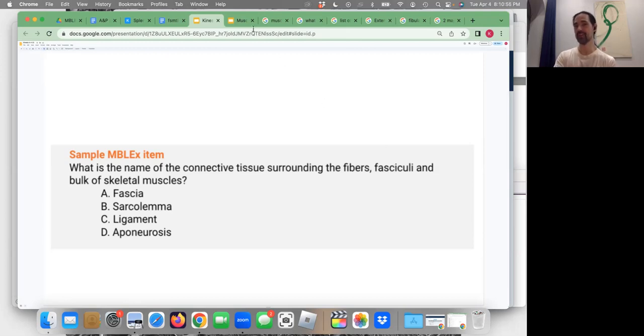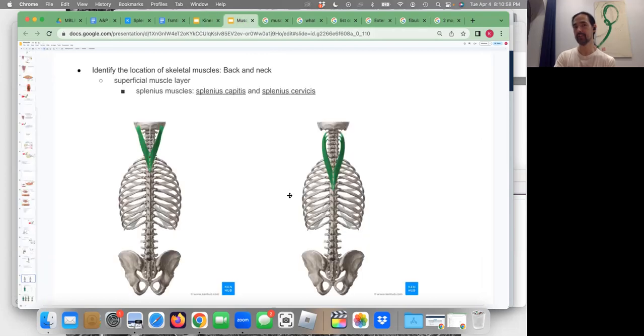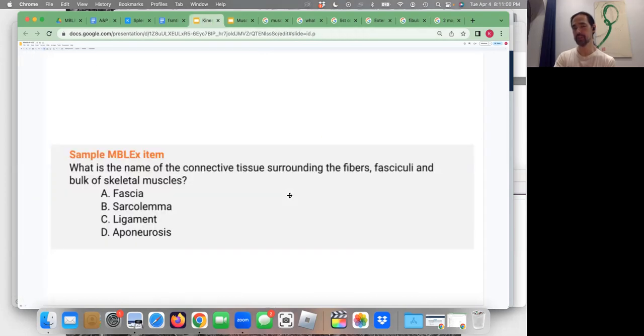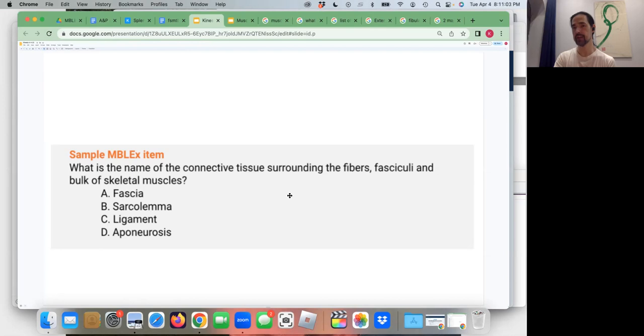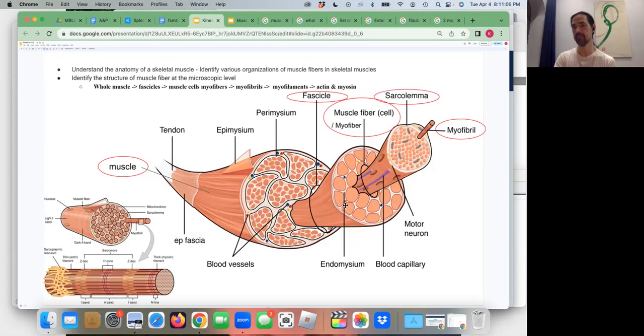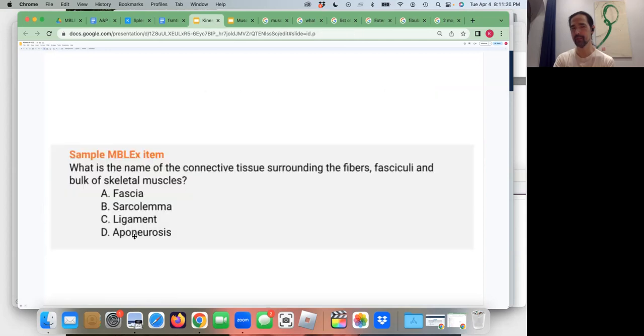Now, fasciculi is the plural of fasciculus. Fasciculi is not the plural of fascicle. Fascicles is the plural of fascicle. I looked all of this up because I was wondering what this question is. They're jumbling in three structures and not giving what I think is the correct answer, which is epimysium.